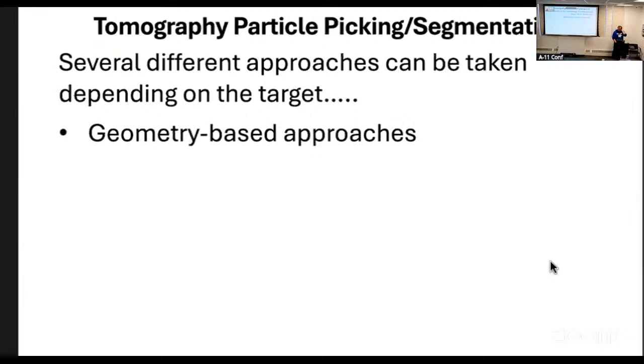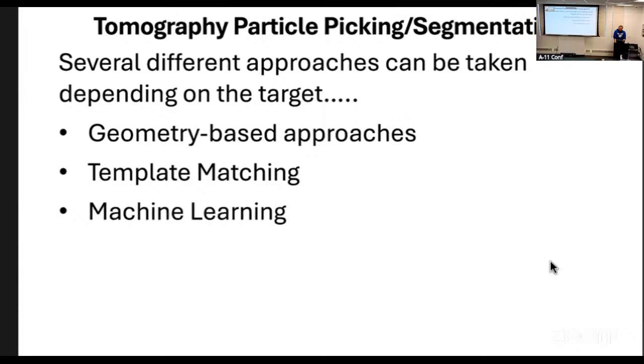So probably one of the kind of annoying parts of tomography processing is actually generally annotating your data. This can take a lot of time depending on what your data is. So like particle picking, segmentation. So for particle picking, you can do geometry-based approaches. So if you know the geometry of your sample, you can use that to your advantage. Template matching is something that's been played around with a lot. Things like PyTom, STOPGAP.